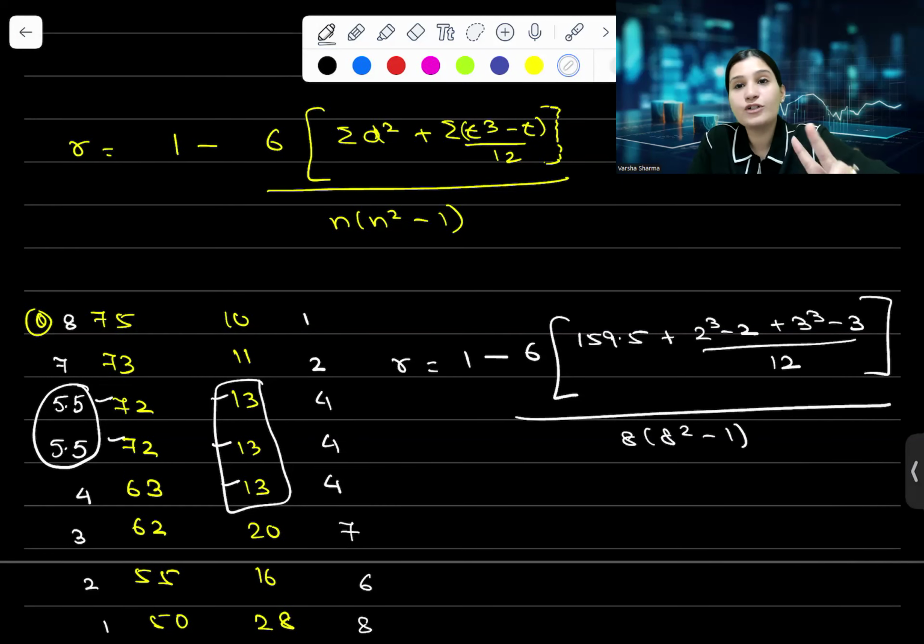T is the number of people that are getting tied. So first there was a tie in 27s, so T was taken as 2. And then three 13s got tied, so then I took T equal to 3. Did you all understand? Yes, ma'am. Calculate. First calculate 2 cube minus 2.